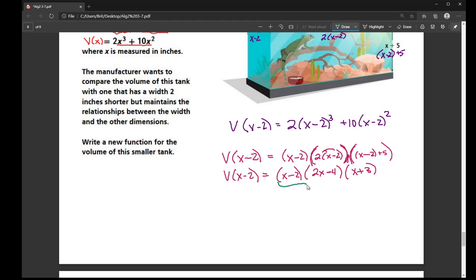So I'm going to start by multiplying these two together, and I'm just going to FOIL for it. So x times 2x is 2x squared. x times negative 4 is negative 4x. Negative 2 times 2x is negative 4x, and negative 2 times negative 4 is a plus 8.